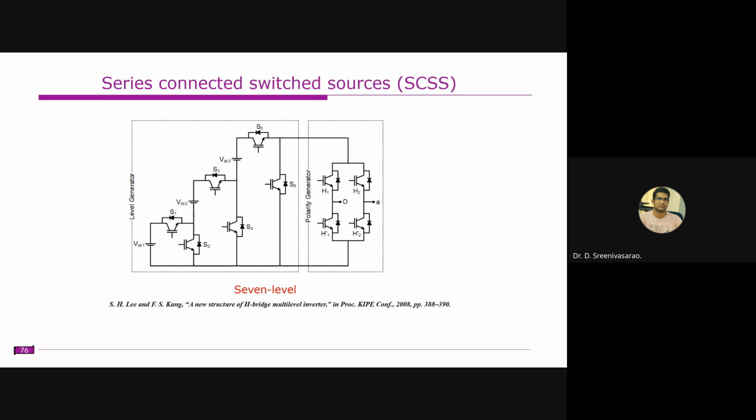For example, in this one, what is the main disadvantage? This switch should block these 3 voltages, so it has to block 3 VDC. This one blocks VDC, and this will block VDC. So every switch has its own disadvantages here.